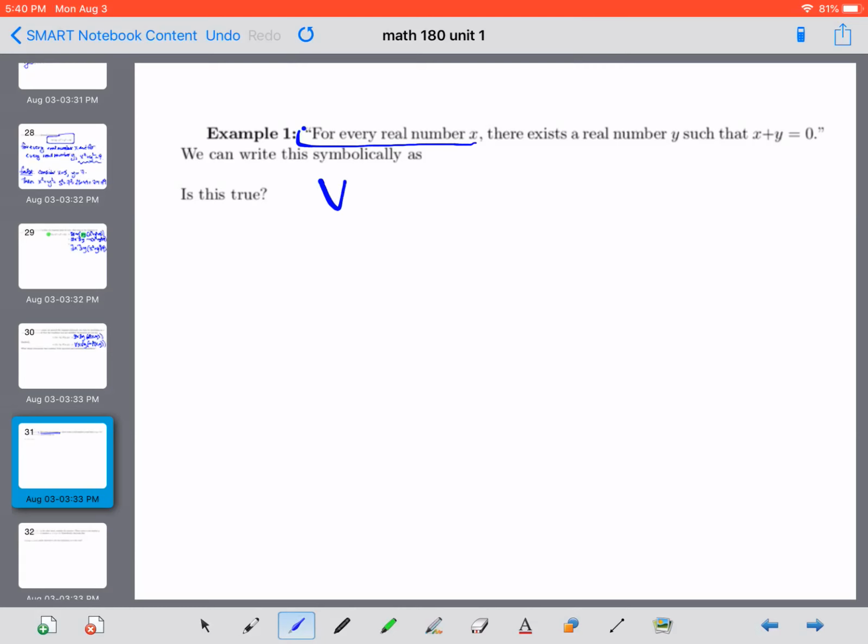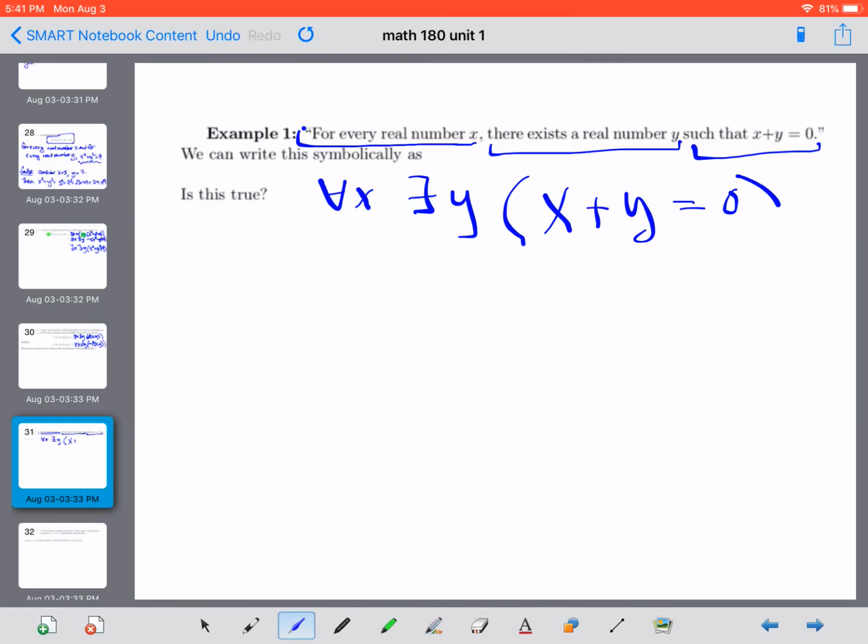This is a universal statement, so for every x, if you wanted to, you could say for every x in R, but remember it's okay to leave that part out because real numbers are assumed. Our next part would be there exists a real number y. So there exists a y. Again, you could put in R if you wanted to, but you don't have to. I'm going to just leave that part out. So for every real number x, there exists a real number y such that x plus y equals 0. So we use parentheses to say such that x plus y equals 0. So this is what it looks like symbolically.